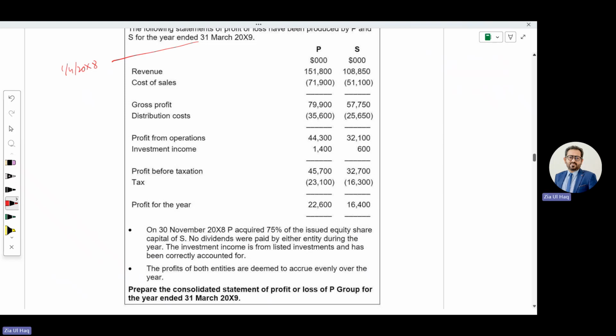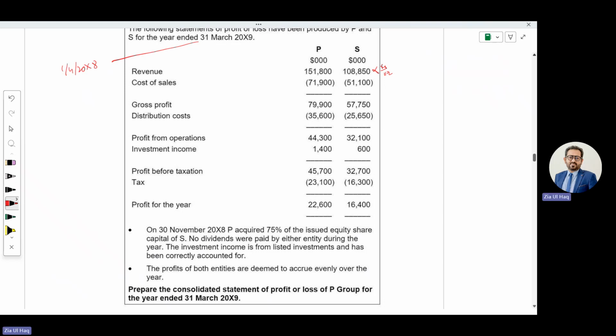So how many months are post-acquisition? From 30th November, this means December, January, February, March: 4 months are post-acquisition, so we need to consolidate 4 out of 12 of the subsidiary results. For every subsidiary figure, we will multiply by 4/12 and then consolidate. No dividends were paid by either entity during the year. The investment income is from listed investments and has been correctly accounted for. The profits of both entities are deemed to accrue evenly over the year.